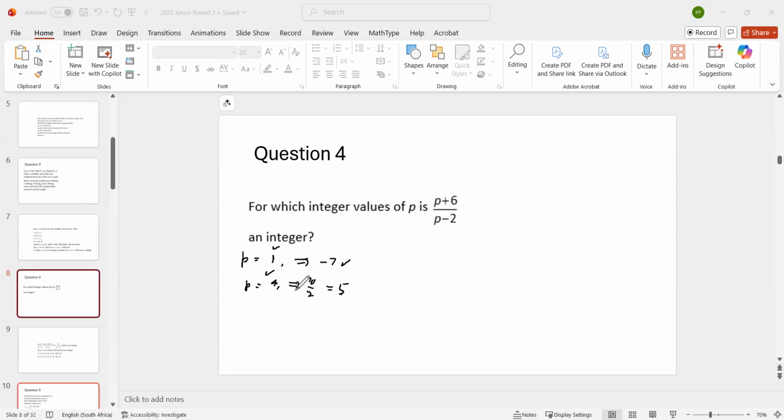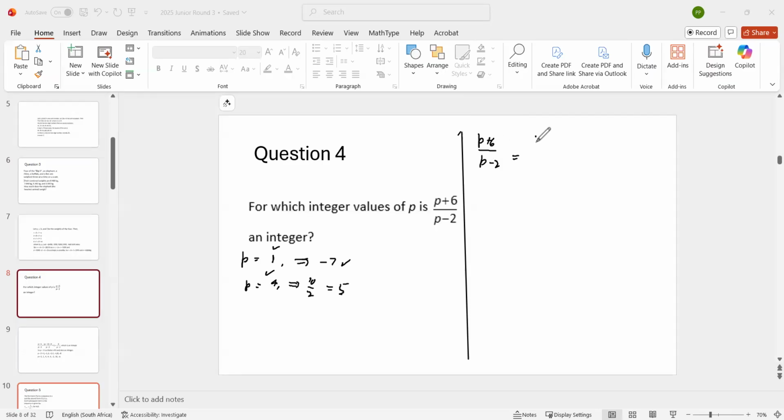Like this now you can try out, but you don't know whether you're exhausting all the solutions. You might miss out a couple of solutions because you didn't try it. So there must be some way of actually solving this so you can get all the possible solutions. This kind of problem is quite common in Olympiad problems. And there's a way of solving this. And the way to do that is to actually divide P plus 6 over P minus 2. I'll try to see how many P minus 2 goes into this.